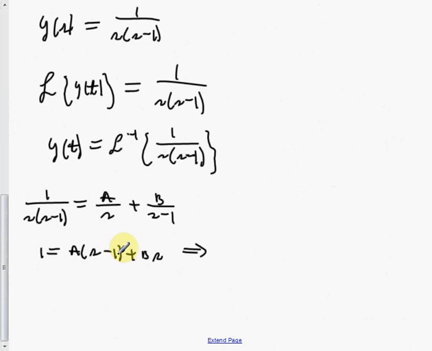This implies if I let s equal to 1, I get b is equal to 1. And if I let s equal to 0 to cancel out b, then I get a is equal to negative 1.